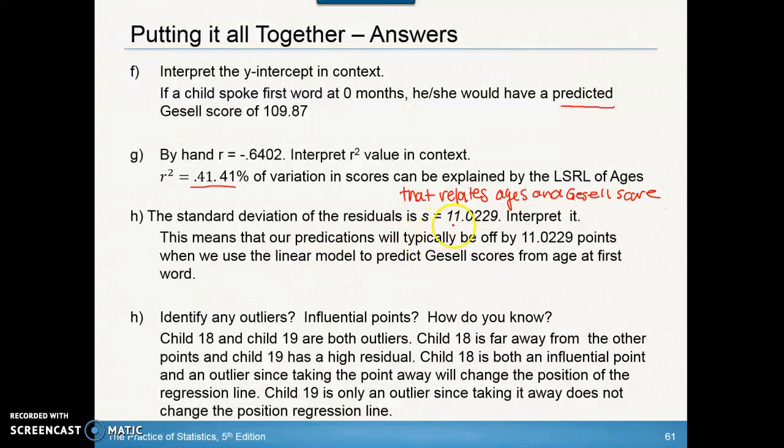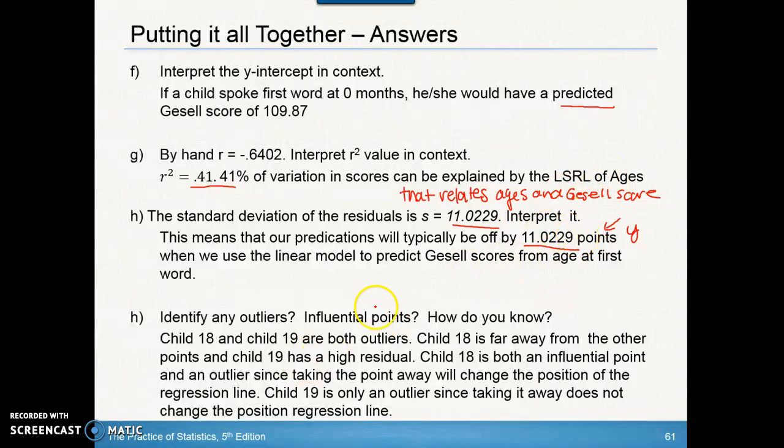Okay, here's your standard deviation of residuals. Remember, that's telling you how far away on average the observed is from the predicted. So this means that our predictions will typically be off by 11.0229 points. Now, and remember, since your residual is in the Y direction, we have to use the Y information for our interpretation. Were there any outliers or influential points?